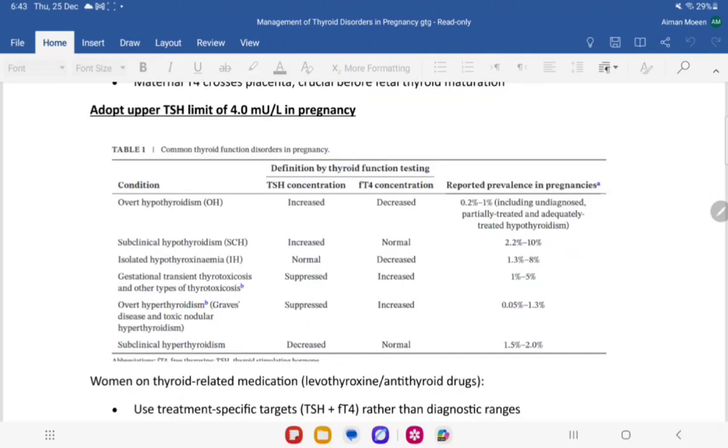During pregnancy, you have to use certain limits for the free T4, T3 and TSH. According to the Green Top guideline, you should adopt a TSH upper limit of 4.0. Okay, it should be maintained like this in pregnancy. In the Green Top guideline, in Appendix 4, the trimester specific values for the TSH and free T3 and T4 are also given.